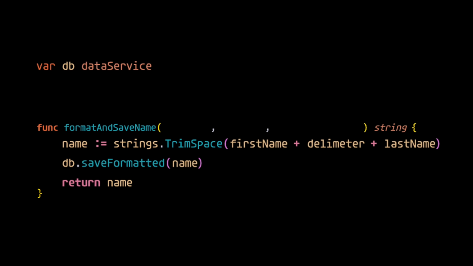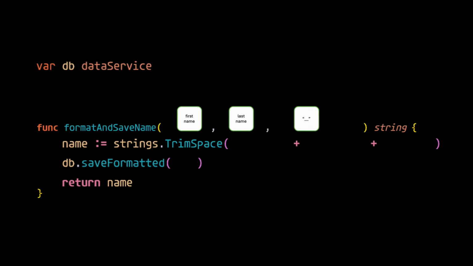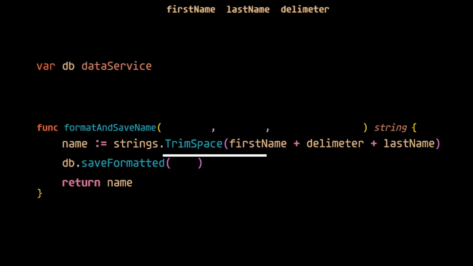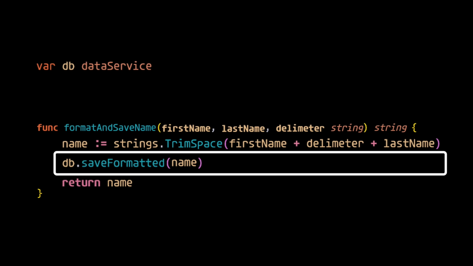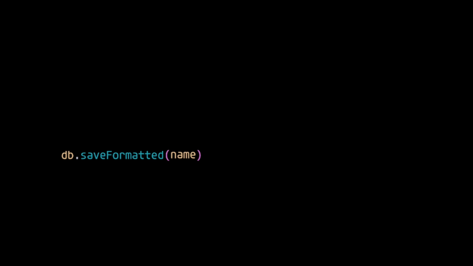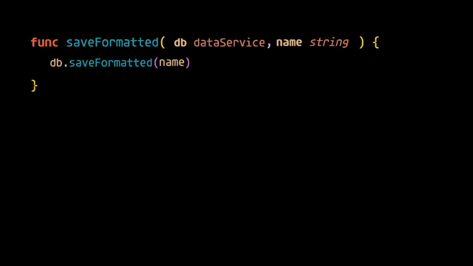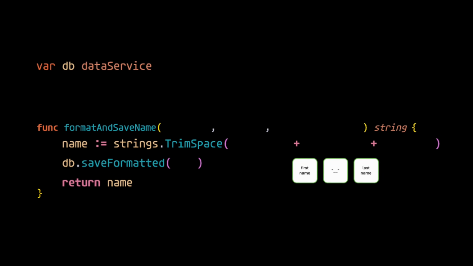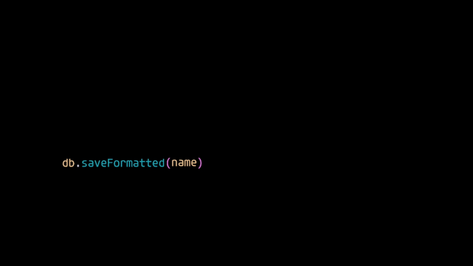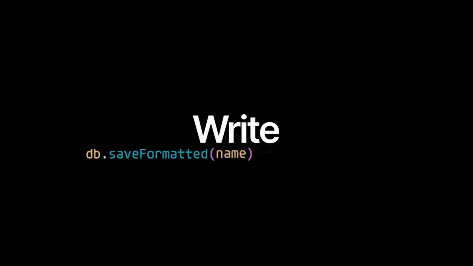Now, we can be sure that given a particular input, this function will always produce the same output. But that's not the only problem with this function. This function both formats the name and saves the formatted name. This part of the code here, where we save the formatted name, is called a side effect. In order to make this function pure, we'll remove the side effect and handle it in its own function. So what we just did there, where we made sure our function was deterministic and removed the side effects, is the second technique, that being write pure functions.